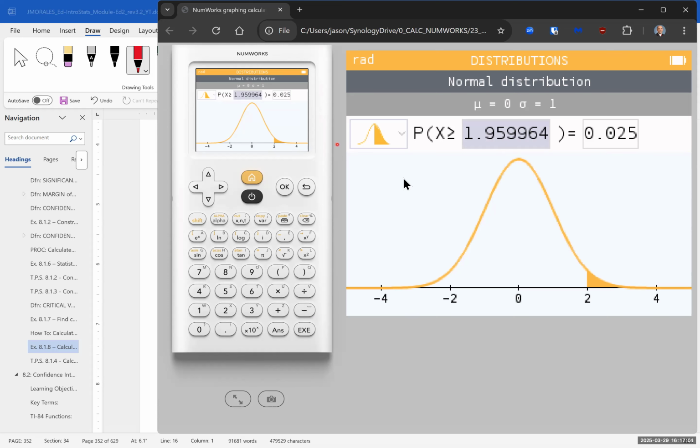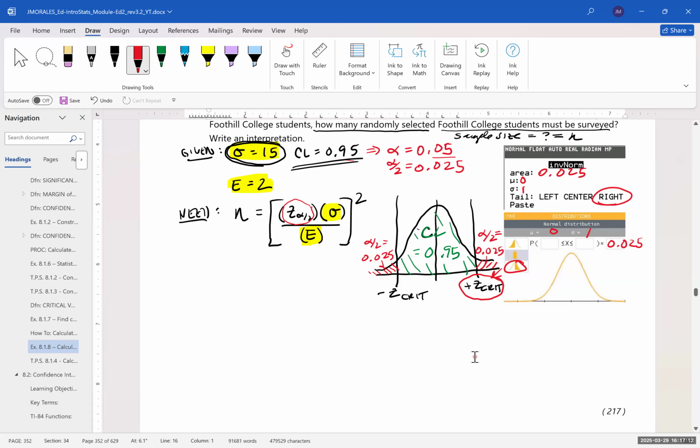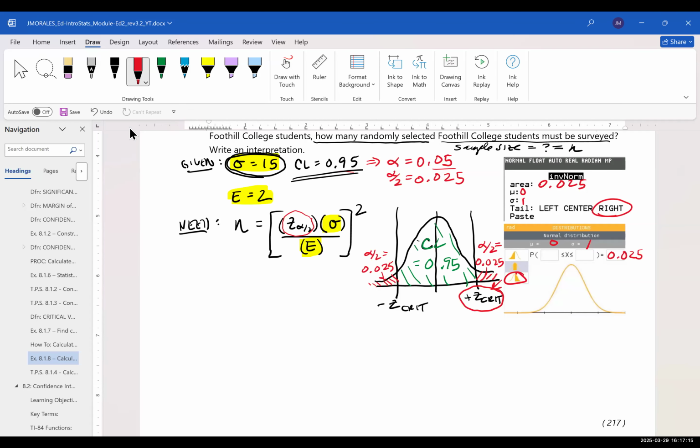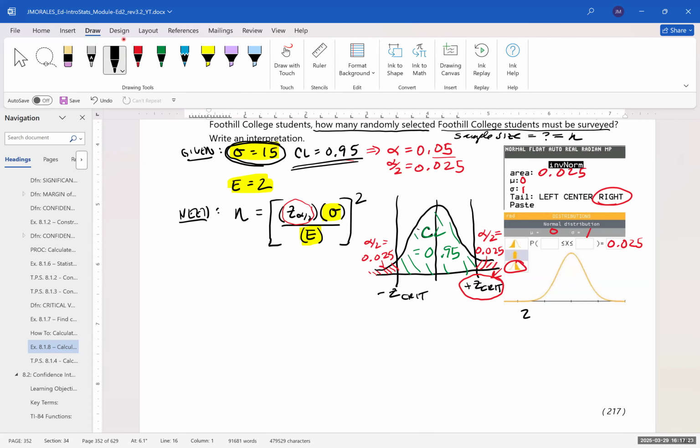Okay, looks good so far. All right, so what did I say? I just stored those values. 1.96. Okay, so I'm just going to write in here that our Z critical value is 1.96. So now let's go ahead and say, well, our sample size is going to be equal to 1.96 times 15 divided by our margin of error, which is 2, and we're going to square that.